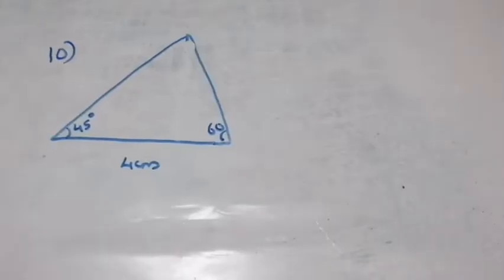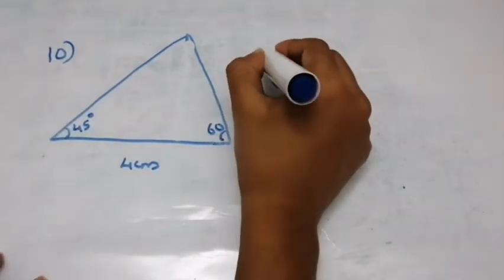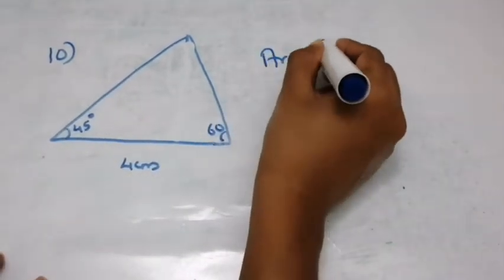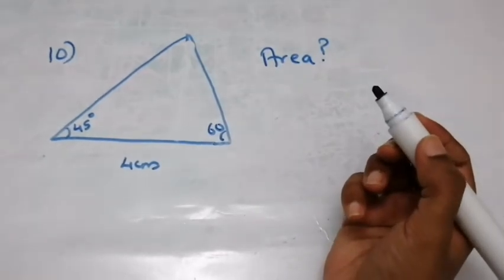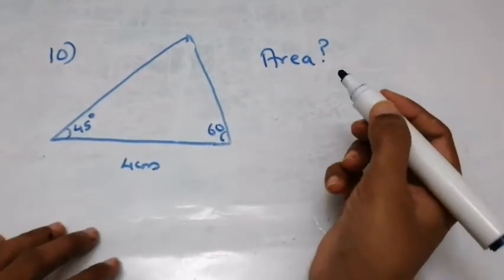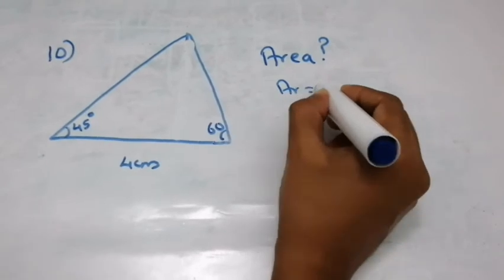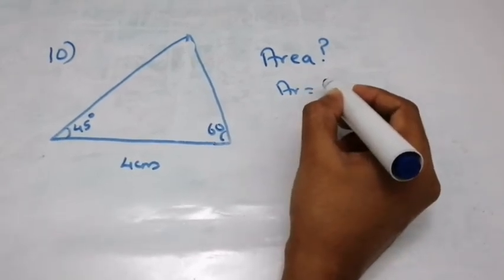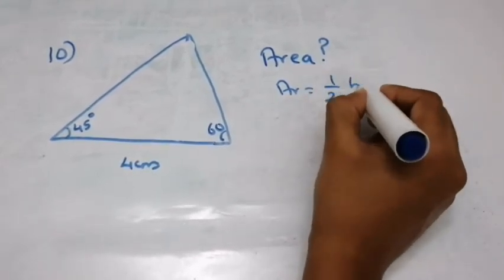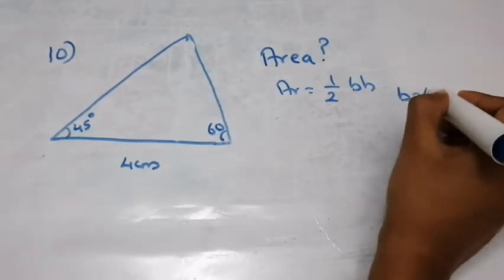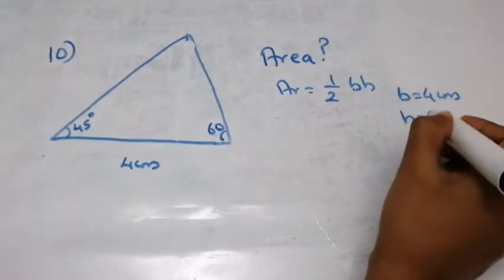Yes children, now here the question is to calculate the area of this triangle. Okay, find the area of this triangle. So how can you find this one? We know area of a triangle is equal to half base into height. So here we know base is equal to 4 centimeter, but height we don't know, we have to find.